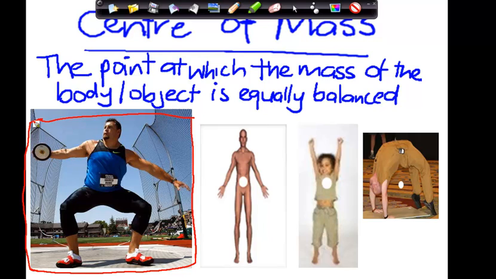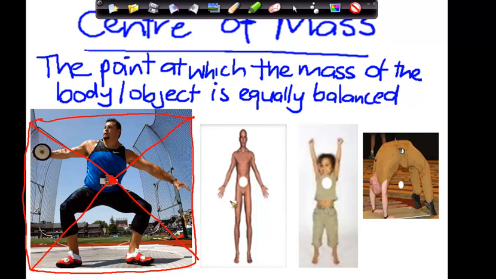And then I need to draw diagonal lines across the box. So here, I draw a line all the way across to the other side, and then I draw a line here to the other side. Where those two lines intersect is known as our centre of mass. So for example, roughly, because my lines aren't perfect, this discus thrower's centre of mass is roughly about here. Wherever those lines intersect, that is our centre of mass.